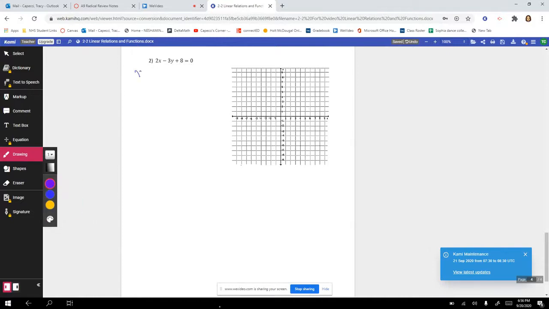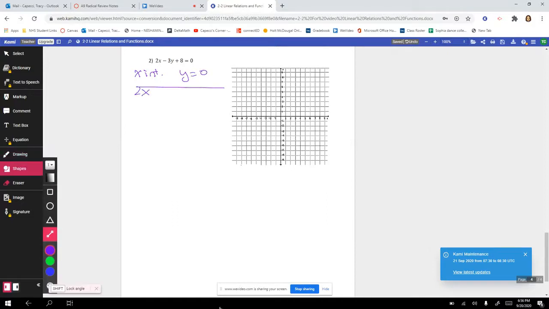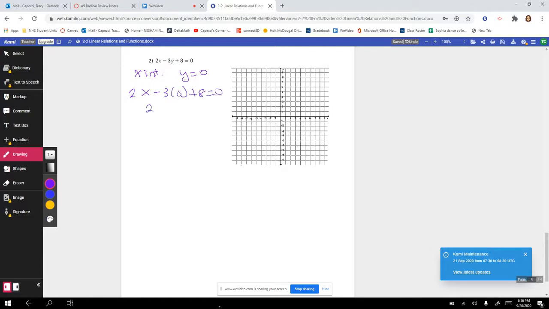So my x-intercept is where y is equal to 0. So I have 2x... I don't know what happened there. Let's take that back. So I have 2x minus 3 times 0 plus 8 is equal to 0. So I get 2x plus 8 is equal to 0. So 2x is equal to negative 8. x is equal to negative 4. So my x-intercept there is going to be negative 4, 0, which I know is right here.